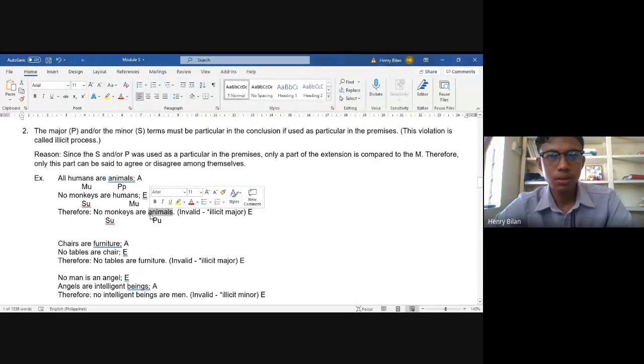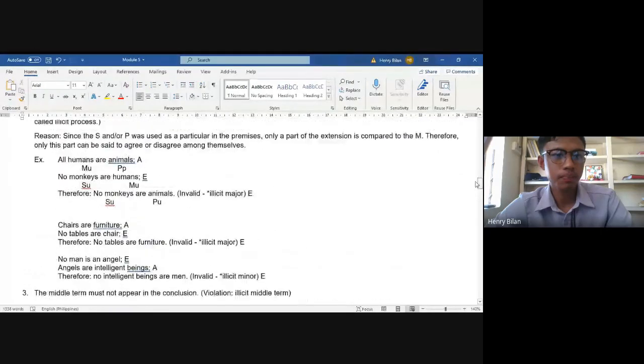So sabi dito, if the term is used as particular in the premise, it should also be particular in the conclusion. So yung animal natin dito, yung major term natin sa major premise, it is used as particular. Pagpunta sa conclusion, naging universal. Kaya may illicit process. Hence, this is invalid. Okay? Invalid yan.